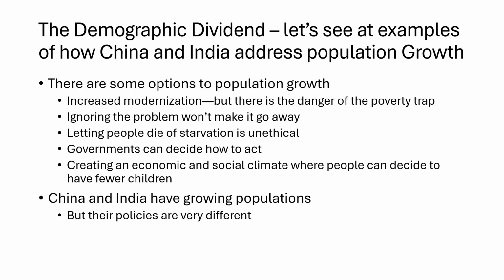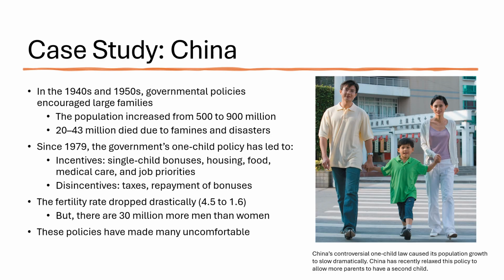So let's look at the example of China and India. In China in the 1940s and 1950s, the government actually encouraged having very large families. The population grew extremely fast, close to 900 million people. And then events such as famines or disasters had for result that some people died.